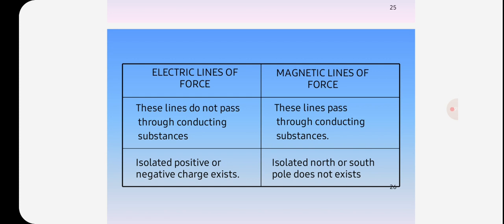In electrostatic lines of force, these lines of force do not pass through conducting substances. In magnetic lines of force, these lines of force pass through conducting substances. So, last point, in electrostatic lines of force, they do not form a closed path. In magnetic lines of force, they form a closed path.